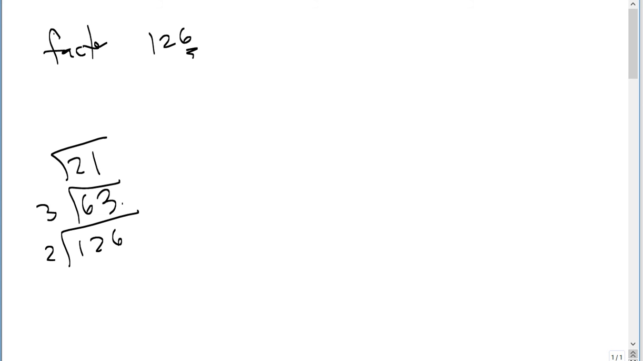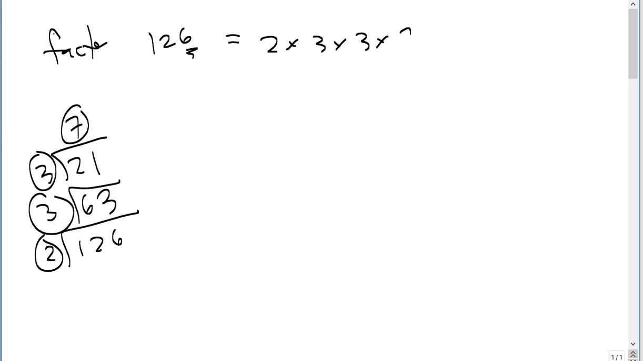In fact, if you add up the digits and it's divisible by 9, the whole thing is divisible by 9. 3 times 7. And now these are all prime numbers. And so that's your prime factorization: 2 times 3 times 3 times 7. Of course, you can put them in any order you want because multiplication is commutative. Maybe you call it 2 times 3 squared times 7. That would be sort of putting them in order and using exponents, but that is not necessary.